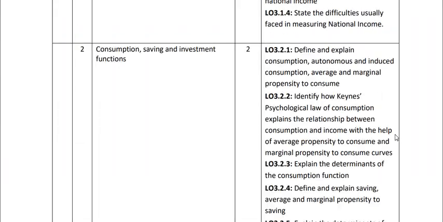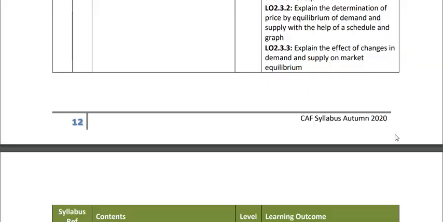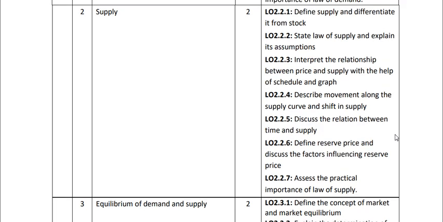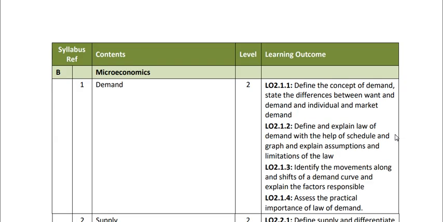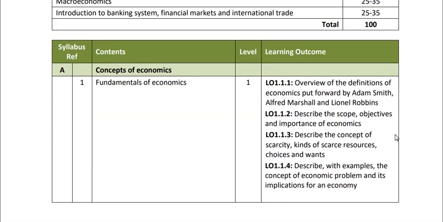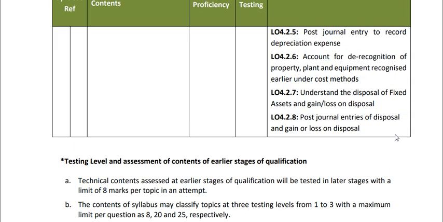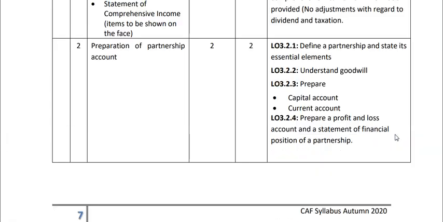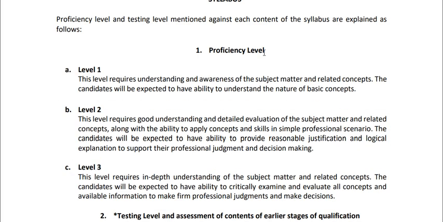But before we move to our FAR2 grid, we must see what must be seen in the grid while we are looking at it. Look here, these two things will be seen in the paper of a counter-rated exam: proficiency level and testing level. So a person should know what this means.